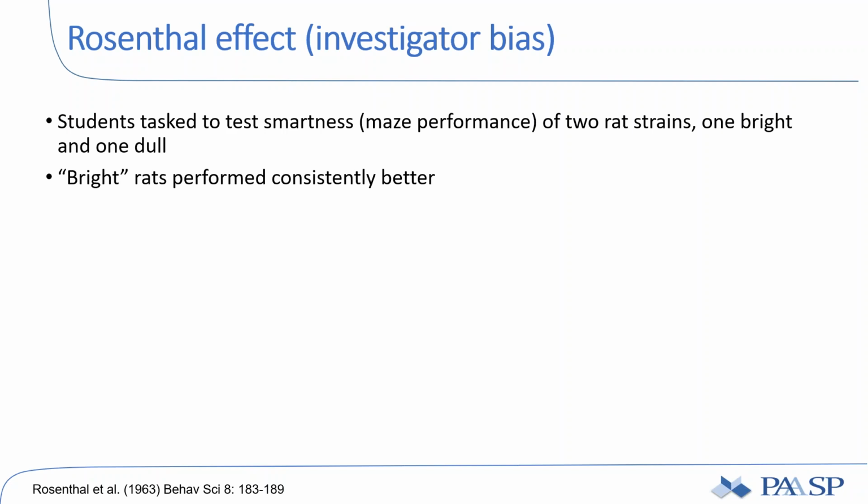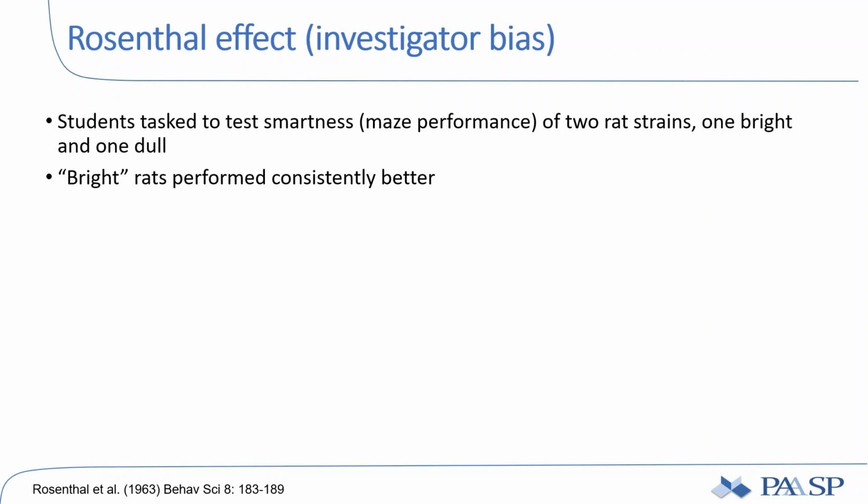And for this purpose, he gave each group of students a couple of rats from a strain that was bred to be very smart, and a couple of rats from a strain that was bred to be somewhat stupid. And over and over again, the students, as part of their training, found the bright rats performed better than the stupid rats.